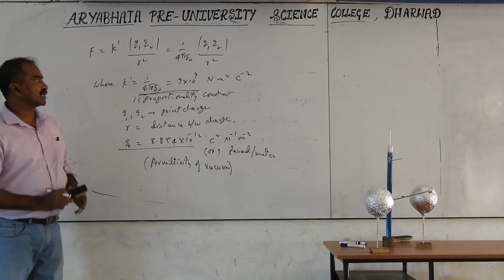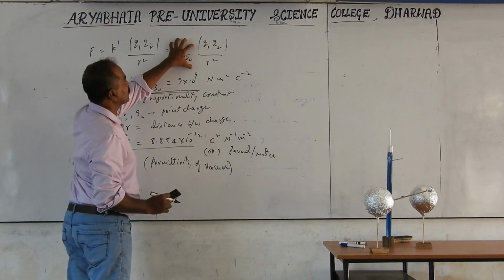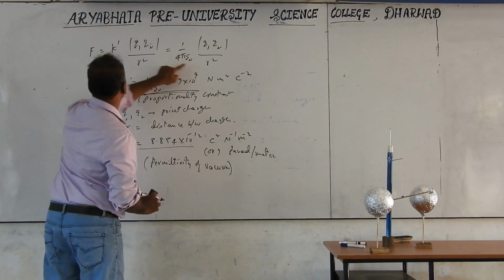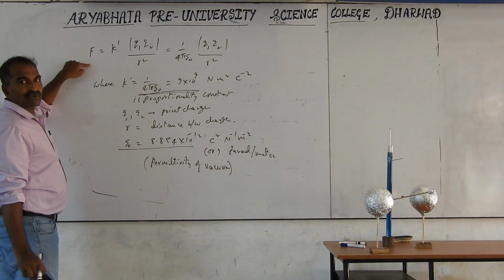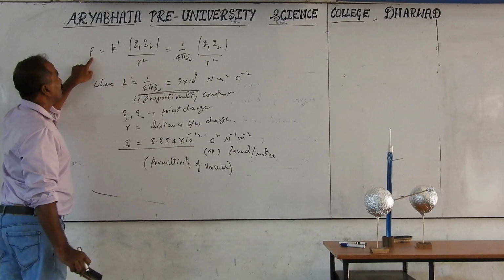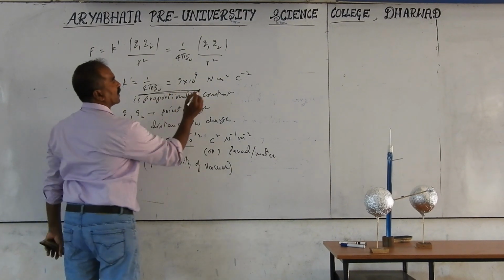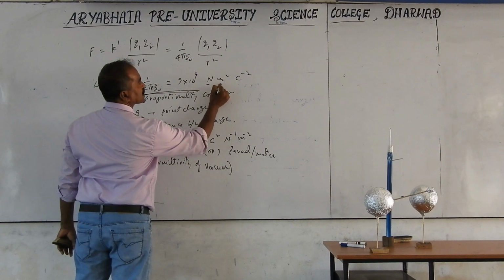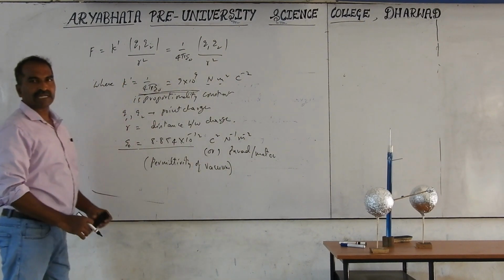How to write the units for this? If you want to write the units for 1 by 4 pi epsilon naught, take that constant and cross multiply. R square goes to this side, F into r square, and Q1 Q2 comes in the denominator. So we get 1 by 4 pi epsilon naught is equal to F into r square by Q1 Q2. F into r square means Newton meter square. Coulomb into Coulomb, Coulomb square, comes in the denominator. That is the unit.